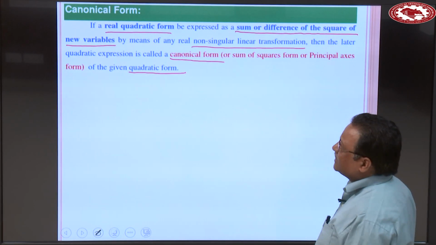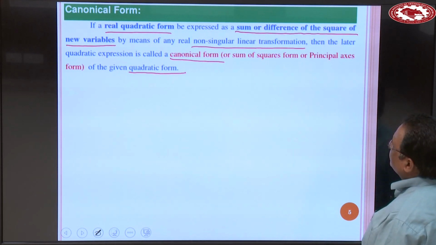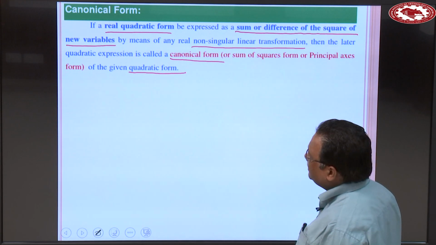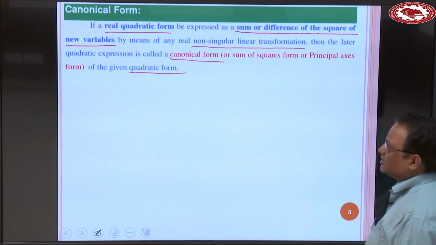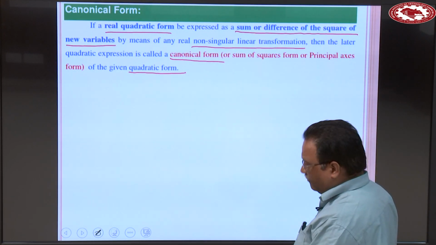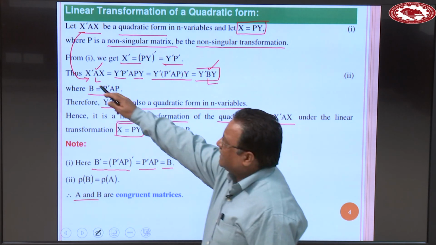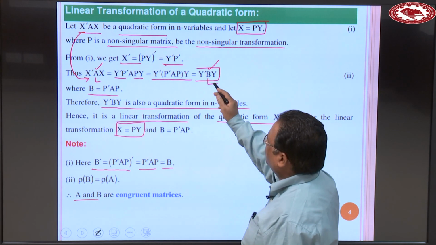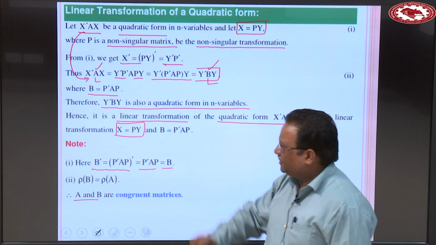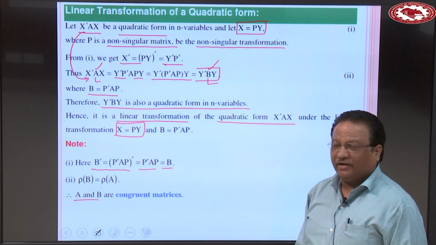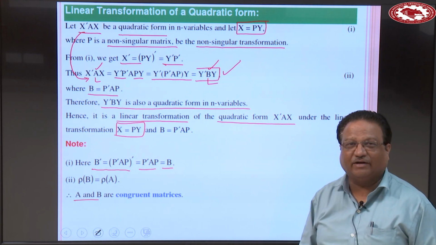But we should know what is canonical form. So if a real quadratic form be expressed as sum or difference of the squares of new variables by means of any real non-singular linear transformation, then the latter quadratic expression is called canonical form. Basically, when you see the previous slide, x'Ax is transformed into y'By by this transformation, x is equal to Py. Okay. Now this result y'By is nothing but canonical form.